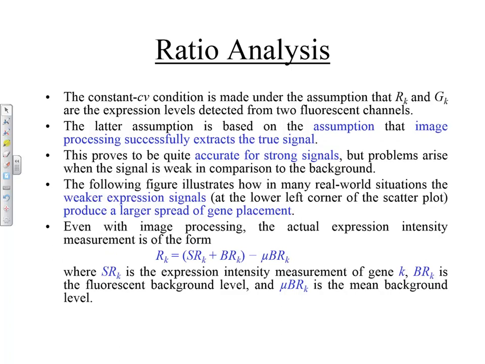So the constant CV condition is made under the assumption that the red and green, RK and GK, are the expression levels detected from 2 fluorescent channels. The latter assumption is based on the assumption that image processing will successfully extract the true signal. Now this proves to be quite accurate for strong signals, but problems arise when the signal is weak in comparison to the background. So if you have a low signal to noise ratio, then there can be trouble.